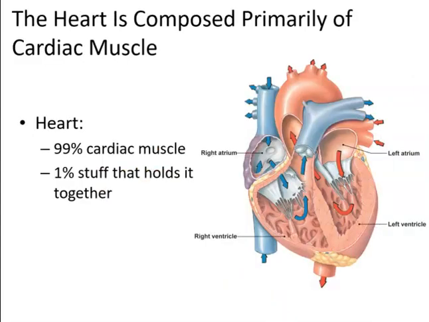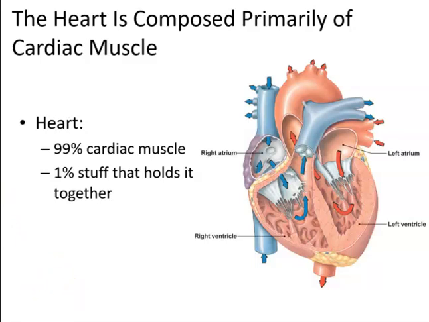The heart is composed primarily of cardiac muscle, and if we remember our histology, cardiac muscle is a type of muscle that is striated and has structures that allow for communication between cardiac muscle cells. So the heart is made up of 99% cardiac muscle and 1% of the stuff that holds it together. That is the cardiac skeleton that makes up the valves of the heart.